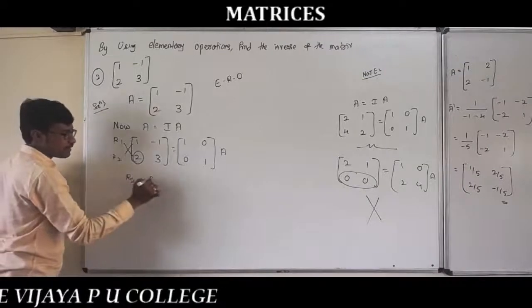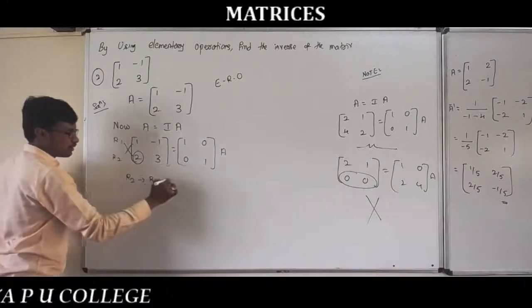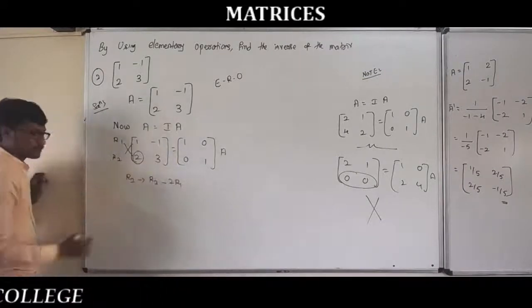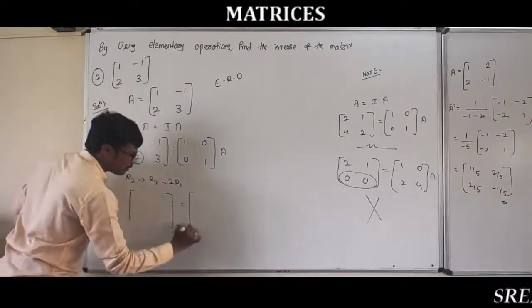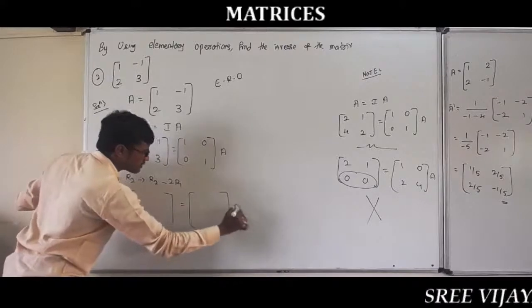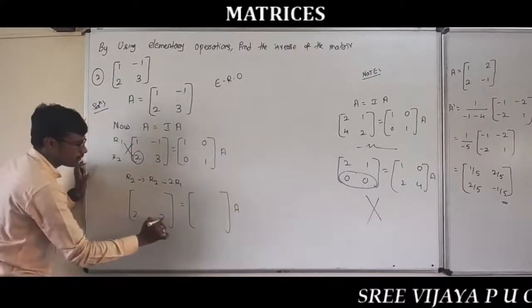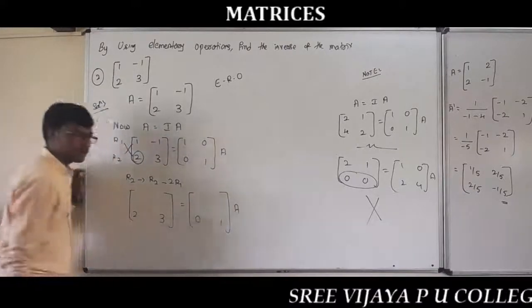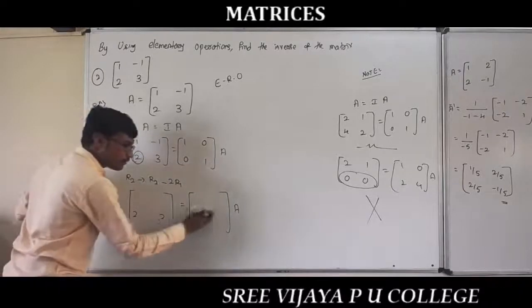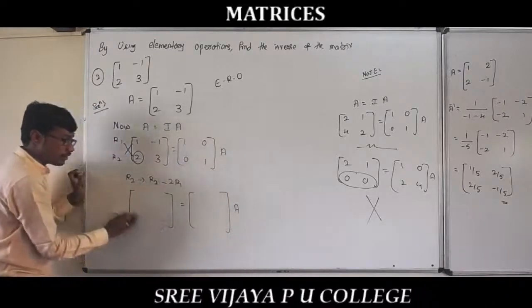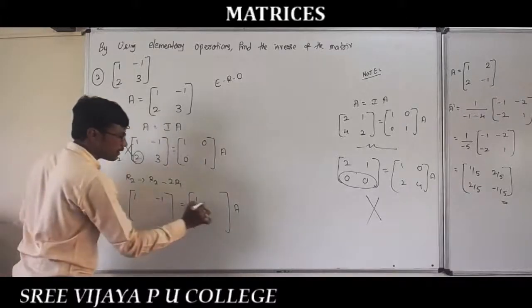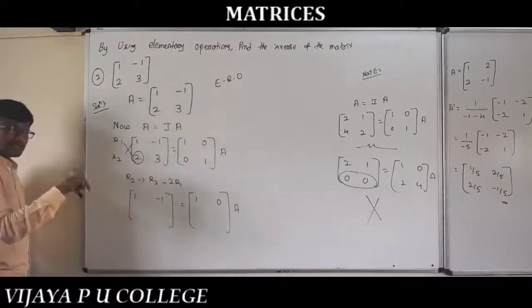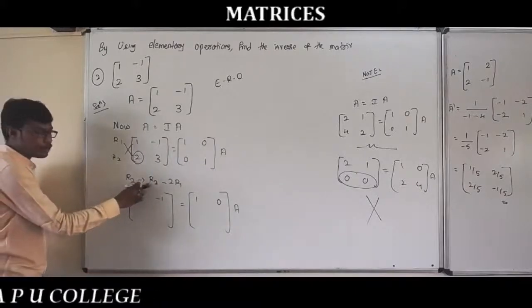R2 minus 2 times R1, that is R2 becomes R2 minus 2 into R1. Okay, so which row will change? The second row will change. The first row stays as it is: 2, 3, 0, 1. R1 remains as it is, 1, minus 1, 1, 0, and we have to change R2 by using this elementary operation.